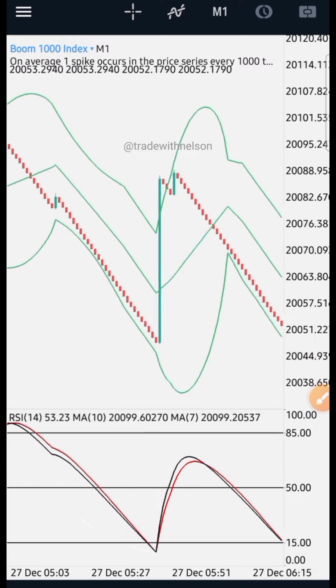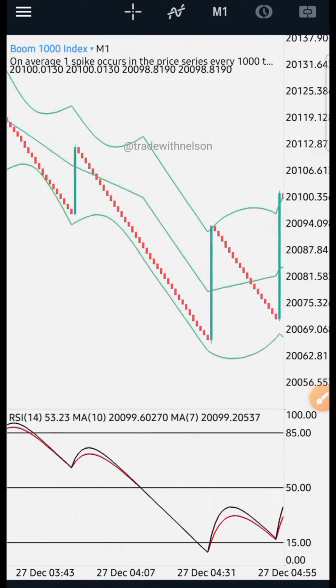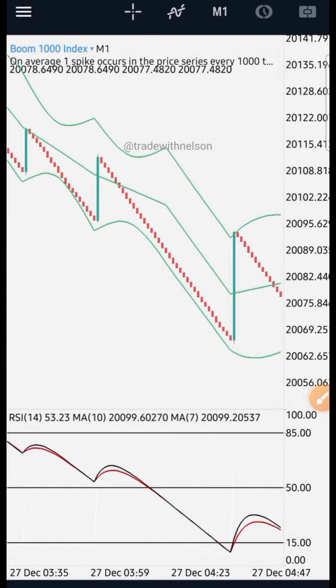Now I want you to go back to your chart, backtest this strategy and trade it using your demo account to build confidence with this strategy.